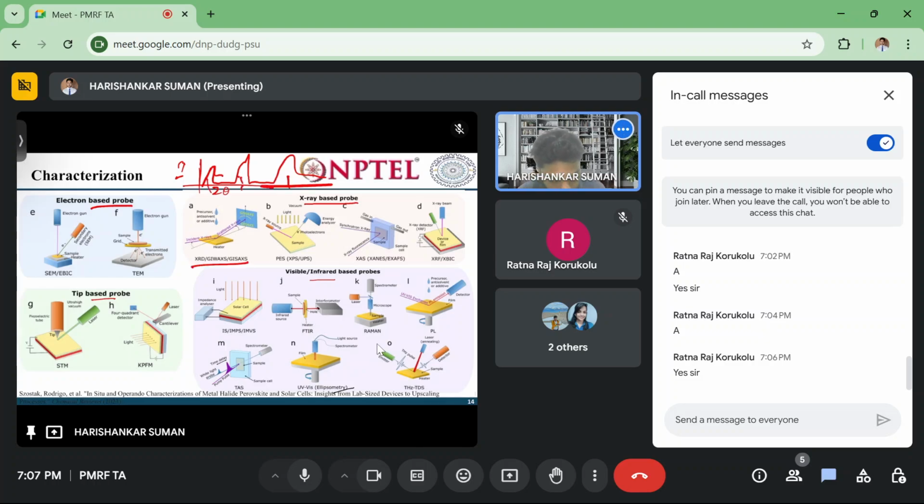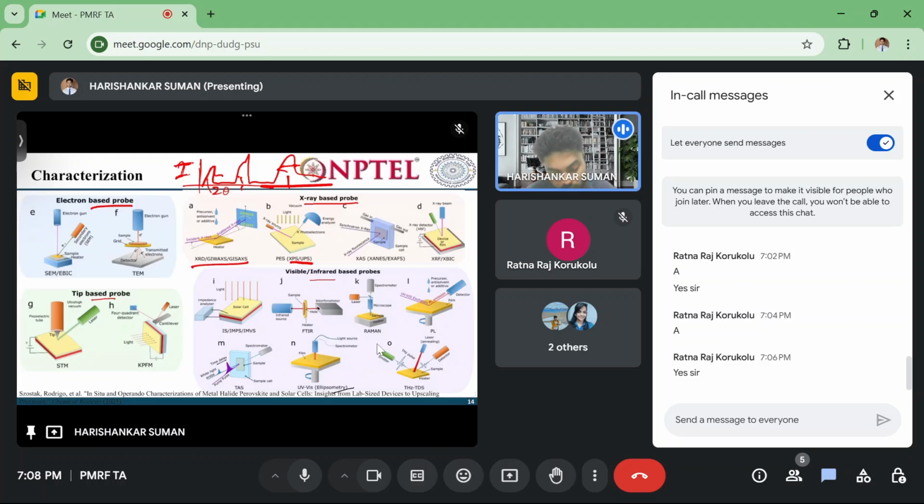Okay, then we can check the intensity, how much FWHM. So what is the peak width, how much intensity. We will check whether our material is good or bad, how good it is, and also comparison. So these are the characterizations. X-ray based also UPS, XPS.